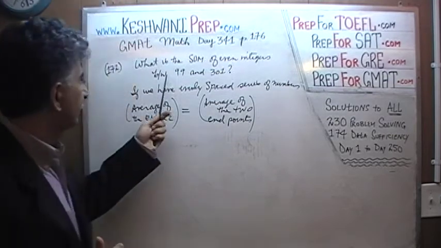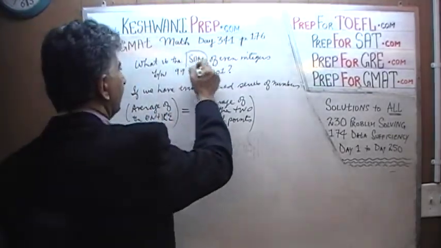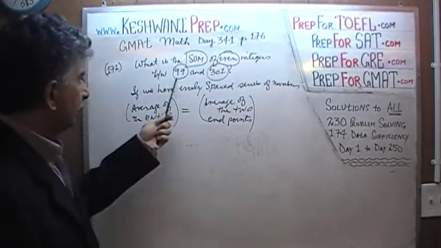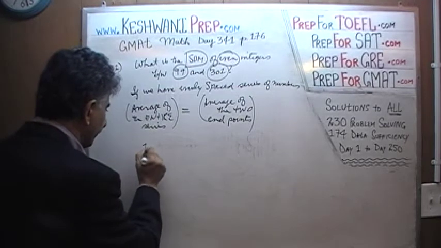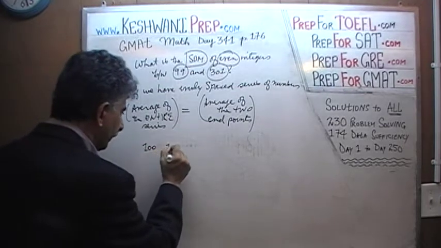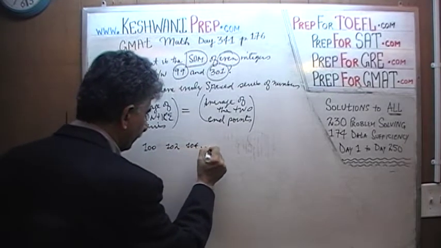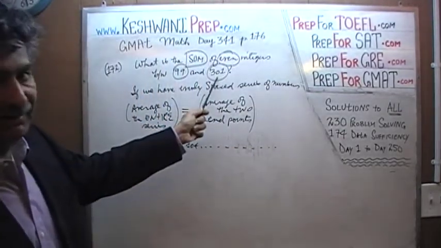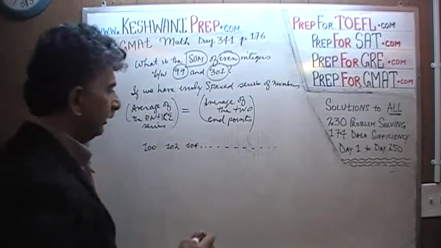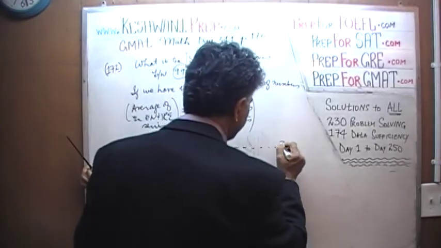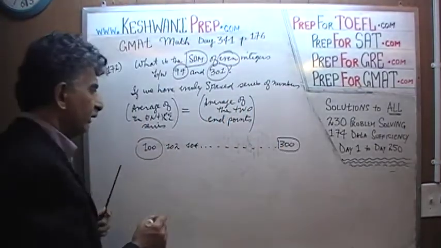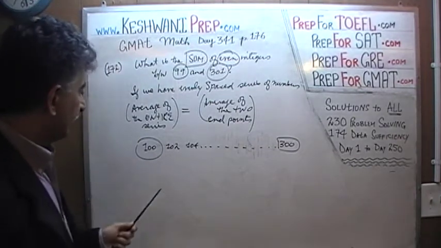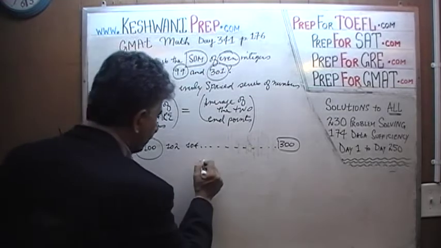Well, where does the series start if you're looking for the sum of even integers between 99 and 301? From 99 and 301, the very first one is 100. And then it's going to be 102, 104, so on and so forth. And what's going to be the very last one in the series? The very last even number before 301 is 300. That's it, we're done. We simply have to figure out the average of these two numbers, and that's the average of the entire series.